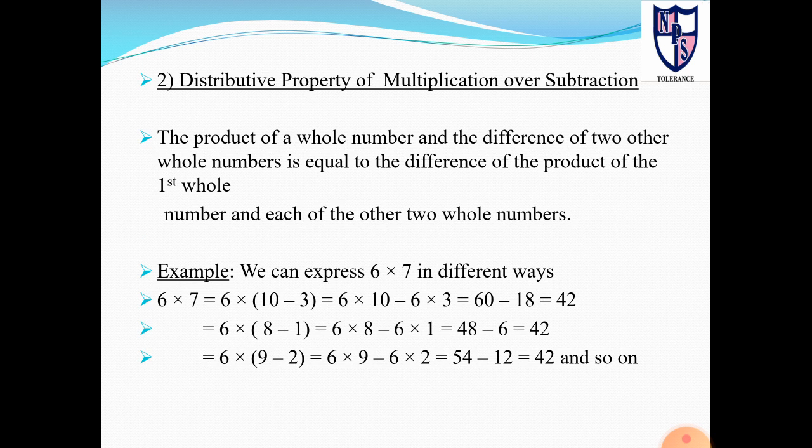And now the next part is the distributive property of multiplication over subtraction. The product of a whole number and the difference of two other whole numbers is equal to the difference of the products of the first whole number and each of the other two whole numbers. For example, we can express 6 multiplied by 7 in different ways. 6 is written as it is and 7 is written in the form of subtraction, and here we get different pairs for 7 in subtraction: 10 minus 3, 8 minus 1, 9 minus 2. And we get the same result in each case.